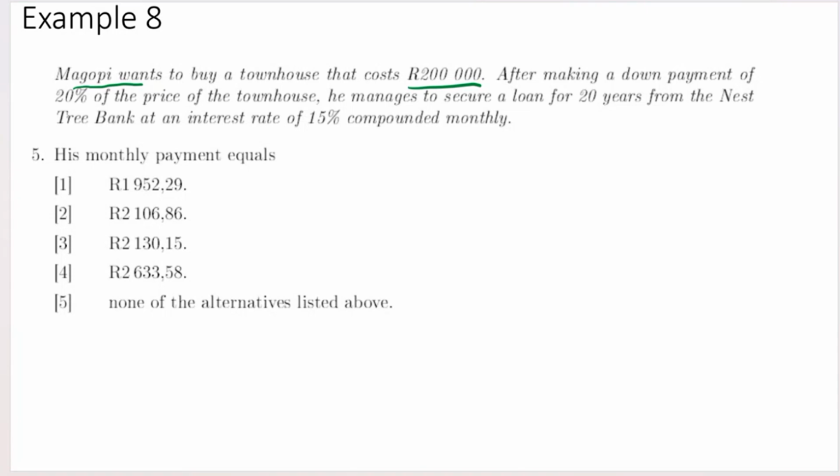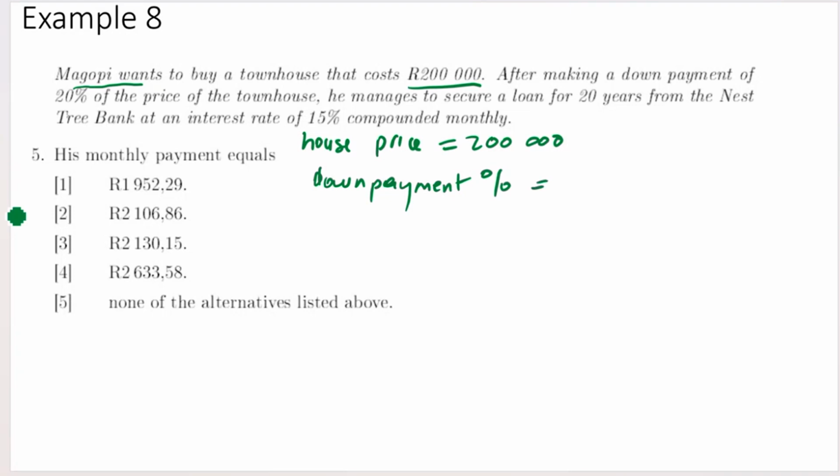So this is the price of a house. Here you are given the house price, which is equal to 200,000. After making a down payment of 20%, you are given a down payment percentage of 20%.